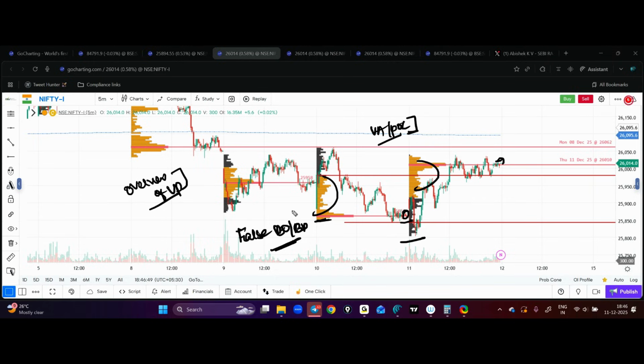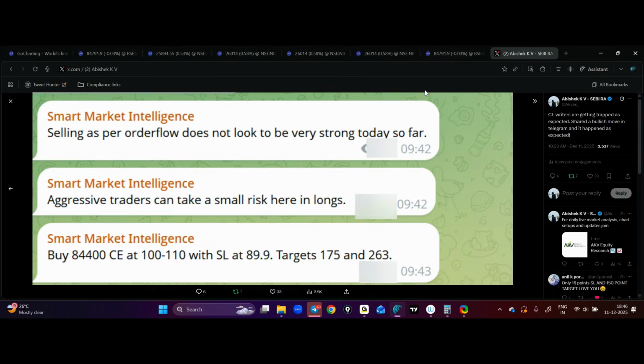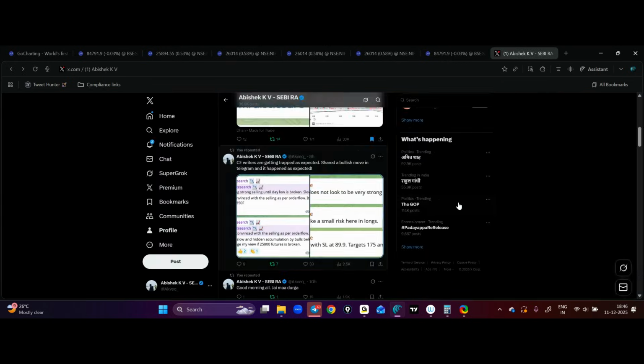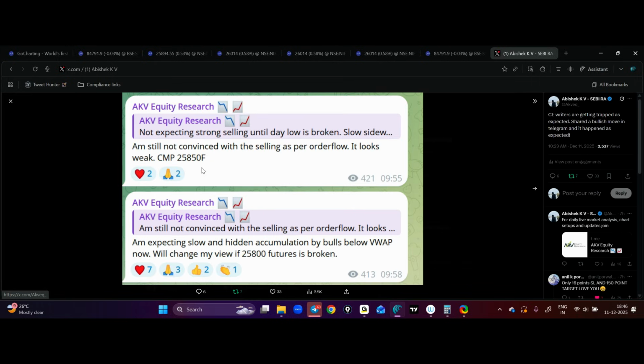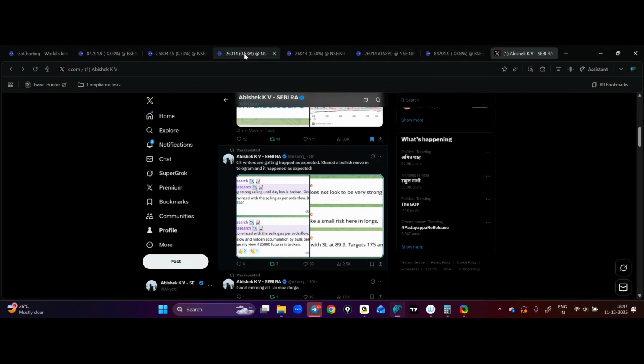Okay. Now, someone was asking me about the update that I shared today in my Telegram. Just to give you a quick sneak peek into a small update that I shared. I even shared it on my Twitter profile. So this was the update at 9:55 that I'm not convinced with selling as per order flow, and why I was looking at a long option trade in my calls rather than buying put options here.